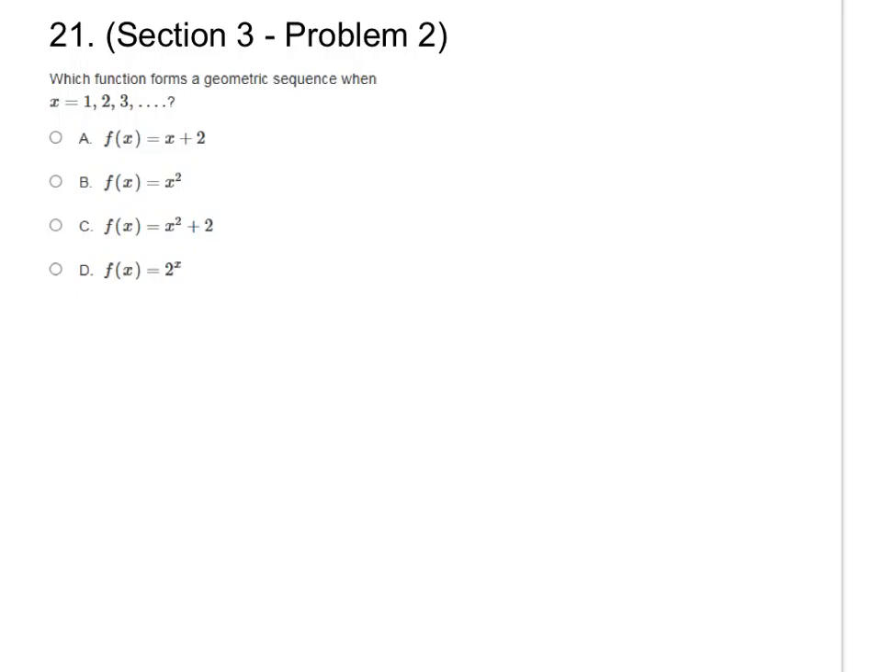21, it says, which function forms a geometric sequence when x is equal to 1, 2, 3, and so on. So a geometric sequence is when you have a common ratio, when you're multiplying a term by the same number to get the next term of the sequence. So remember, this is just in function notation.